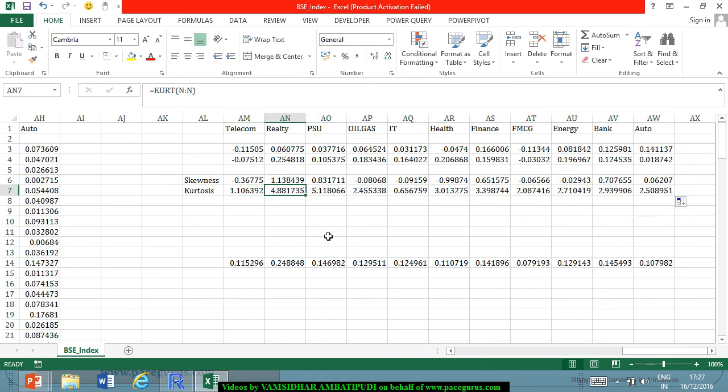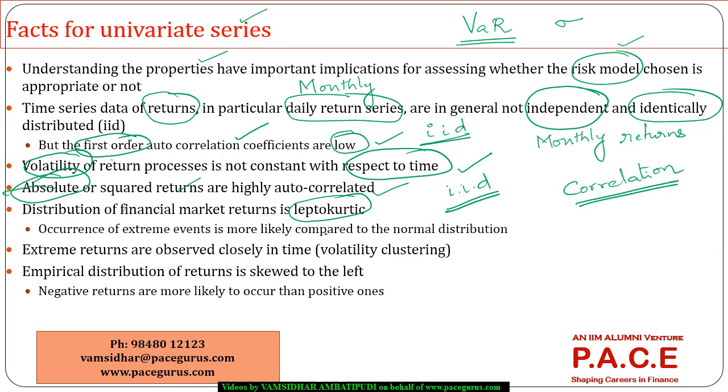The reality sector, at 4.8, is very highly leptokurtic. So is the case with PSU. Even oil and gas and IT look slightly close to normal, but all the other sectors have a kurtosis value of more than 2, indicating that they are all leptokurtic. Leptokurtic means the tails are fat, so the occurrence of extreme events is more likely compared to a normal distribution. That is one more conclusion we can very well make.